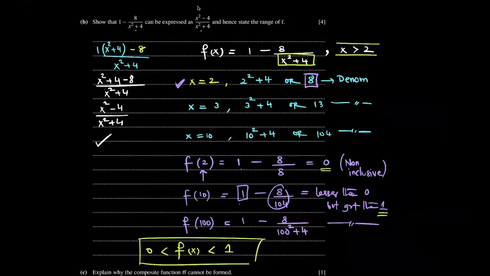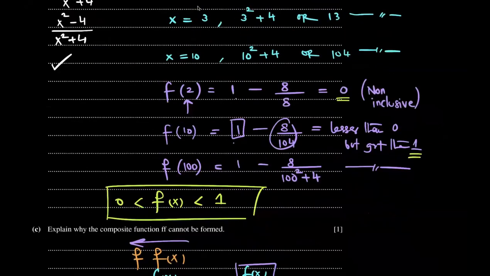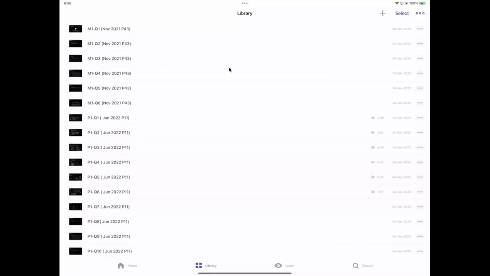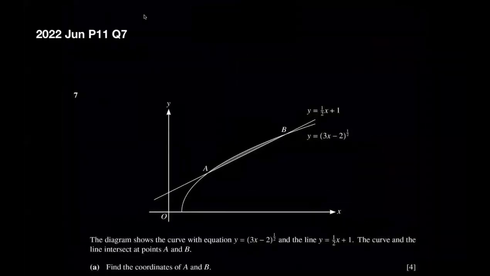So the range lies between the value 0 over here and 1 over here. That is how we get this particular range. That's the only logic that we can apply. I hope I have answered this particular question. Okay, 6 are down, now 7. Now let's get started.